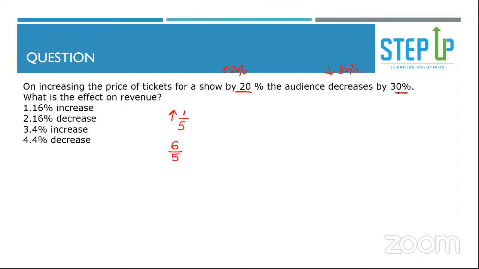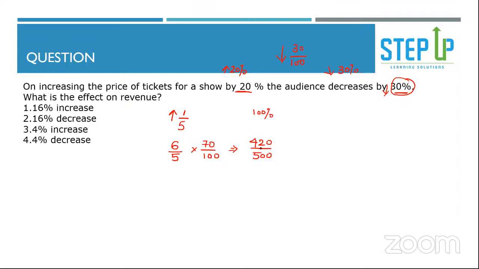And the audience decreased by 30%. So I'll assume it as 100%. Now it is decreasing by 30%. It means that it will become 70 by 100, because we don't have a direct fraction for 30%. So for 30%, I'll take 100 directly, 30 by 100. If it is decreasing, I'll subtract 30 from 100, I'll get 70 by 100. I hope that's clear.